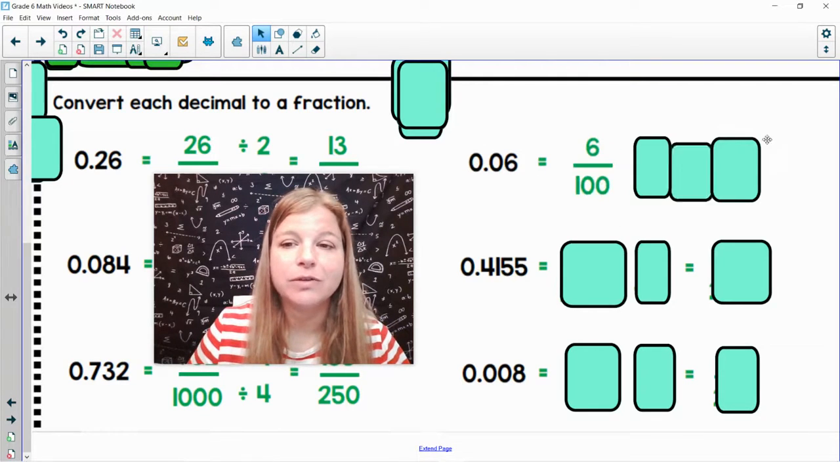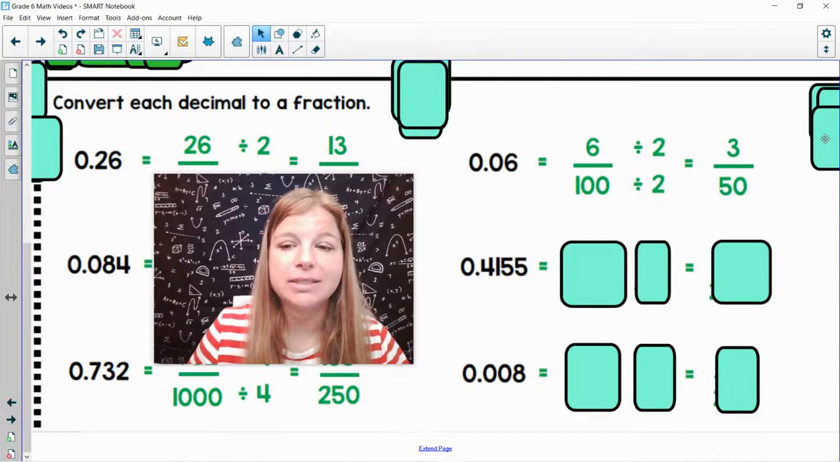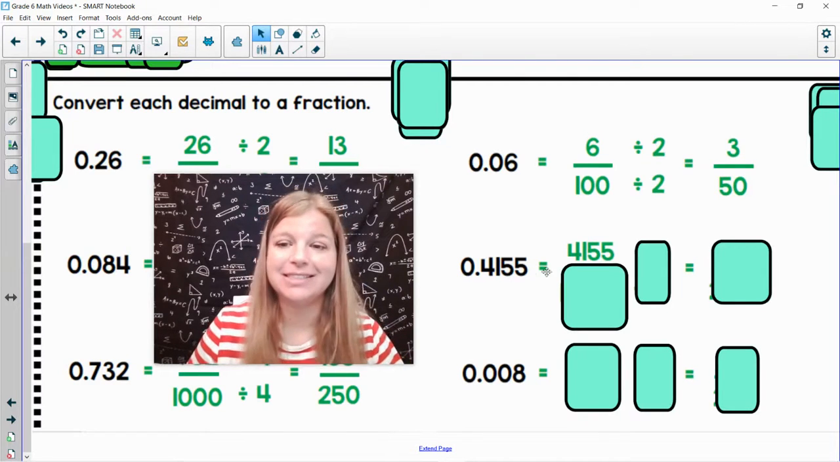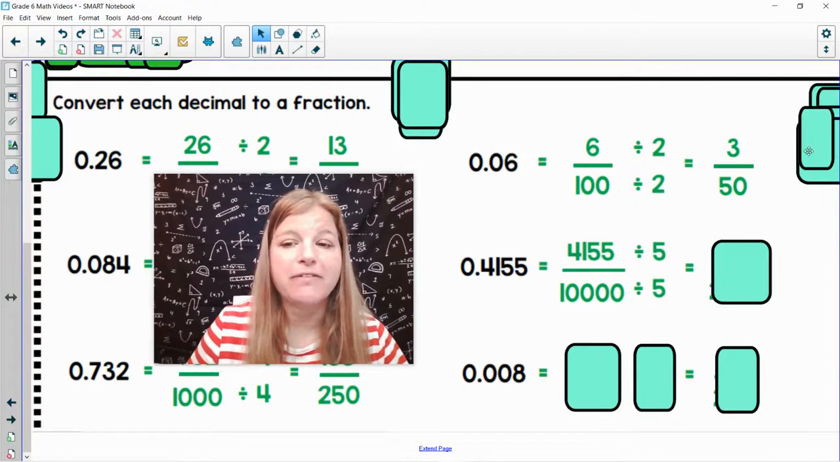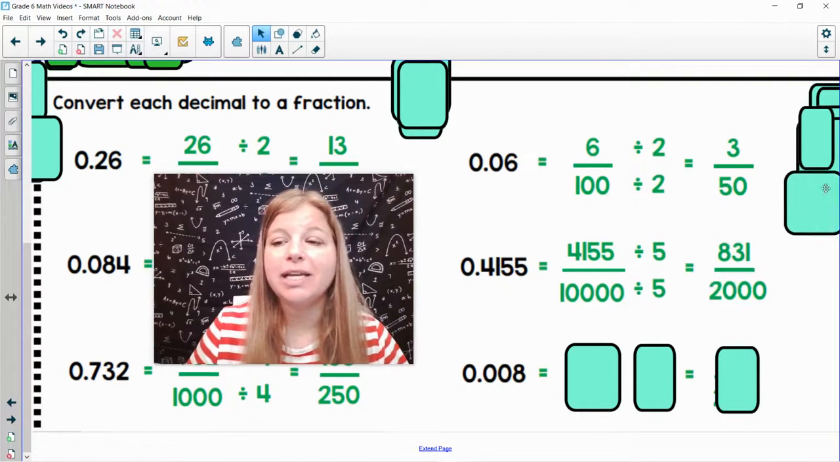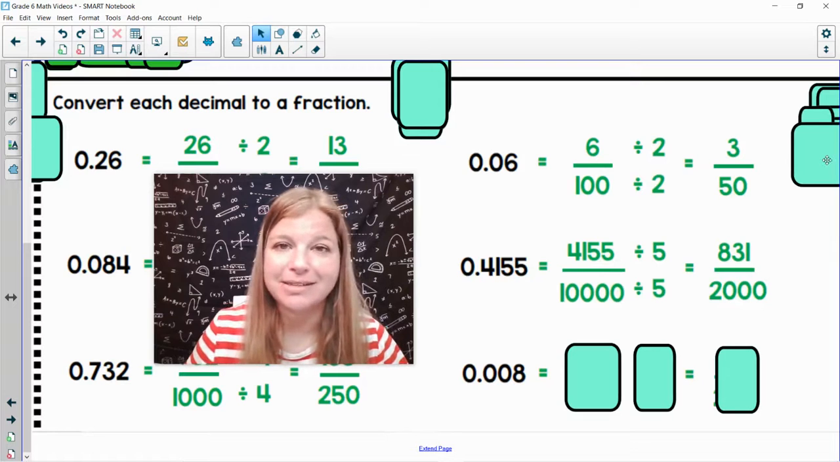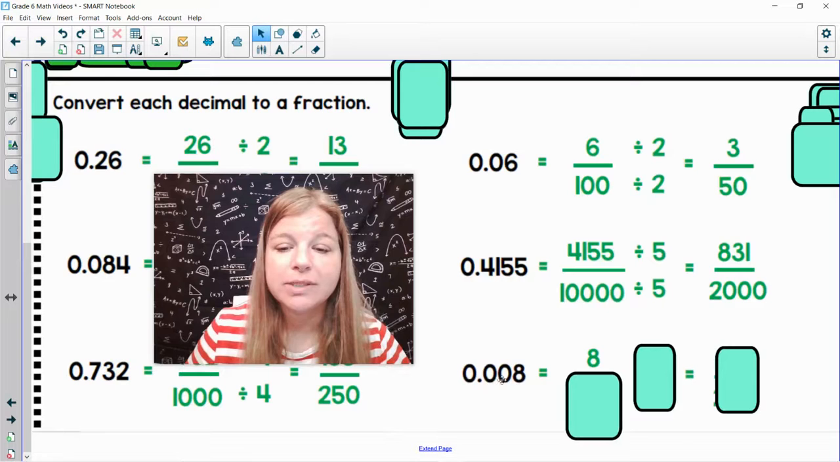0.06 is 6 over 100. Divide both by 2, and we get 3/50ths. 0.4155 is 4155 over, ooh, this went out to tenths, hundredths, thousandths, 10,000ths. 10,000ths place out. I could divide both of these numbers by 5, and if I do that, I end up getting 831 over 2,000.